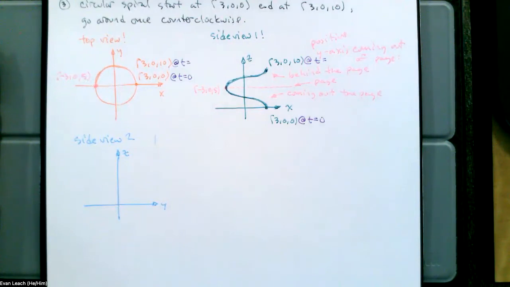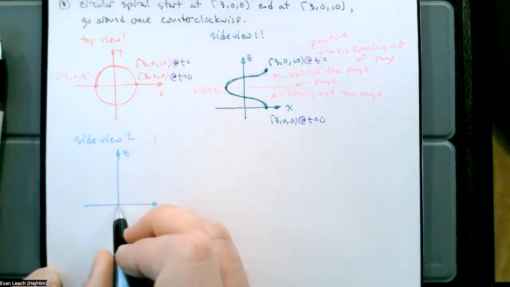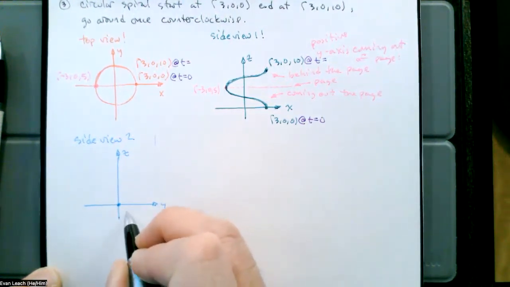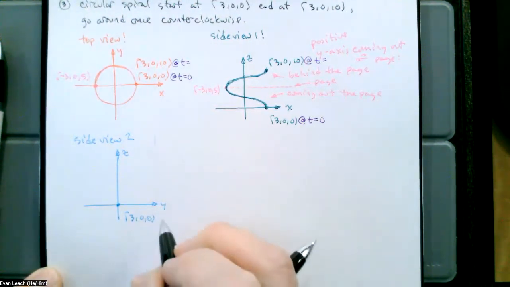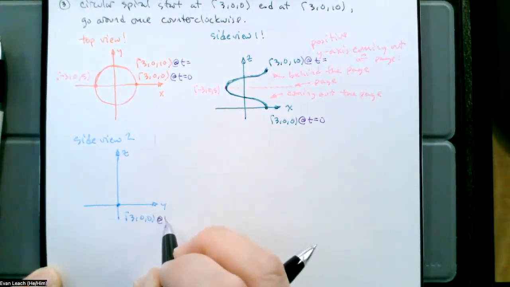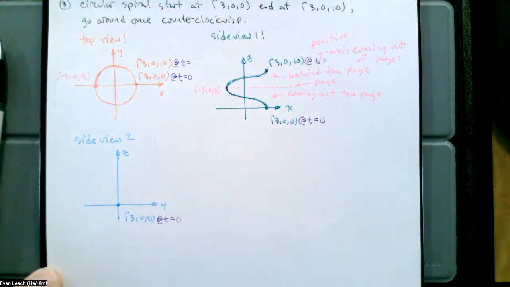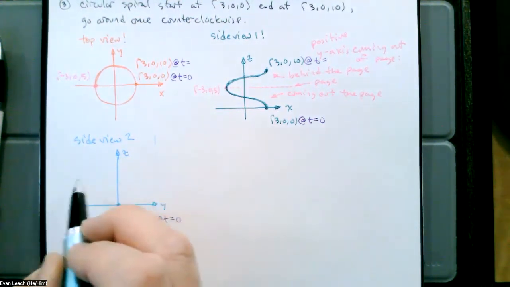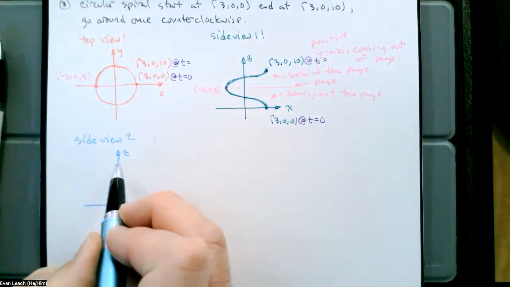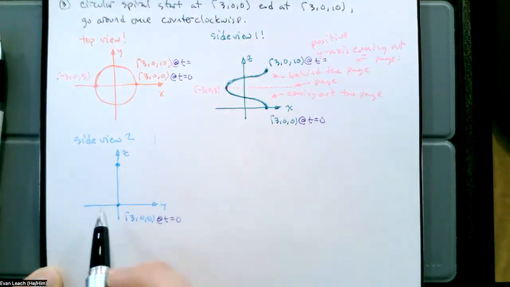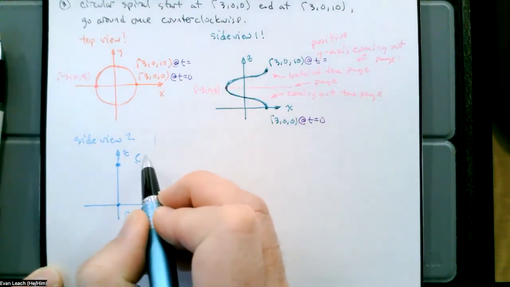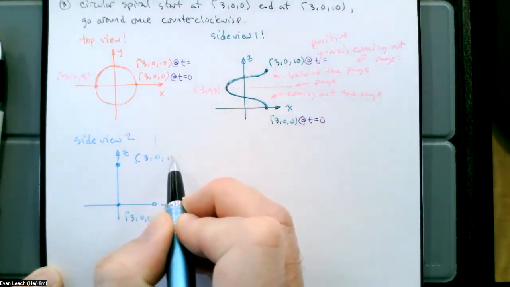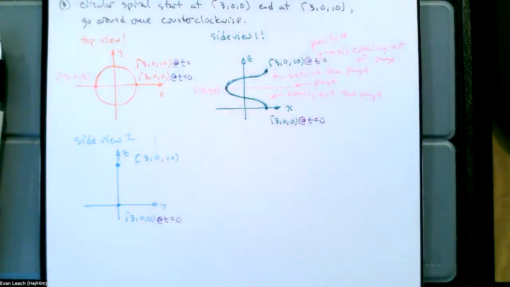So 3, 0, 0 will happen here because we can't see the x. Here's 3, 0, 0 at t equals 0. Then it goes around and ends up here at 3, 0, 10. Once again, we can't see the 3 part. So I'm just plotting the point 3, 0, 10. That's the part of the point that we can see, the 0, 10.